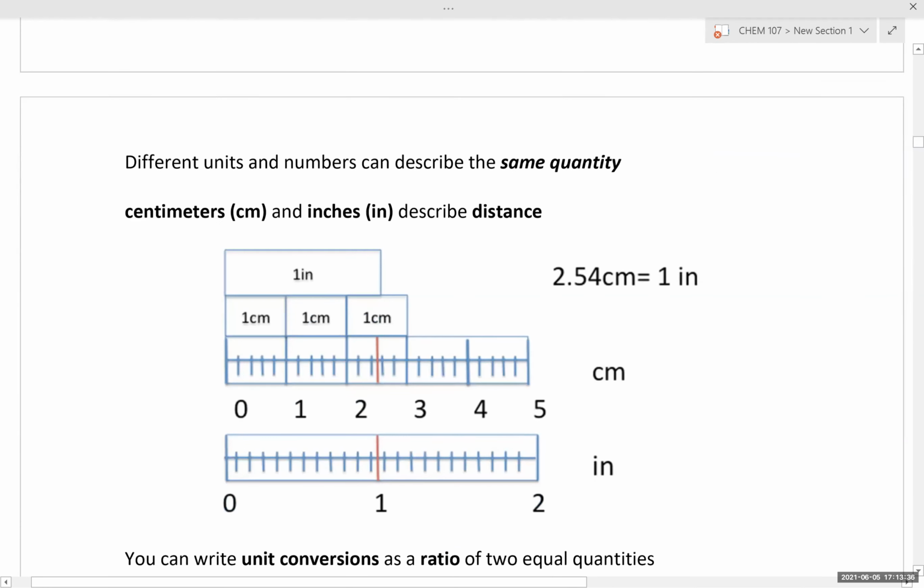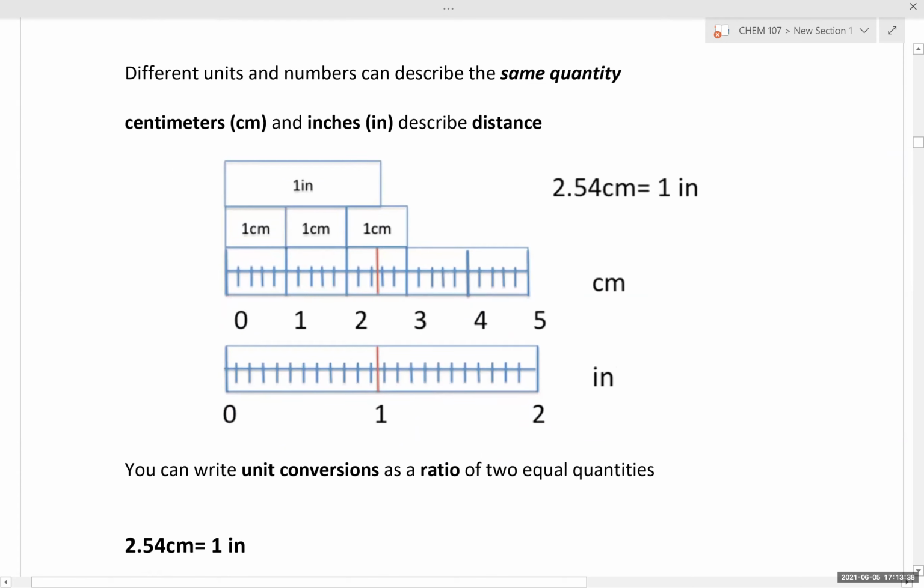To help us understand unit conversions, it's important for us to think a little bit about what a number and a unit is trying to represent. Different units and numbers can describe the same quantity. For example, centimeters and inches both describe distance, and if we wanted, we can use 2 different units to describe the same quantity of distance.